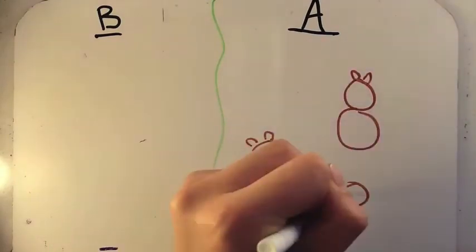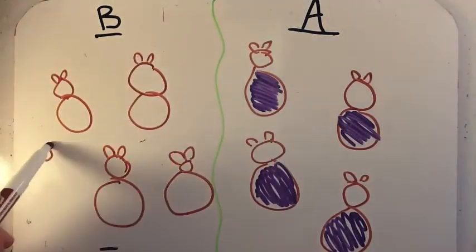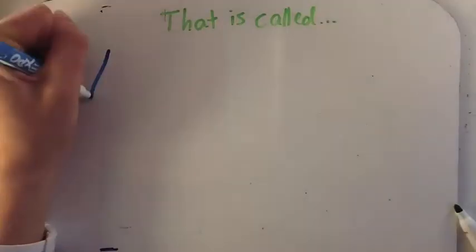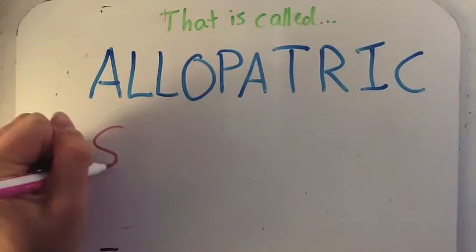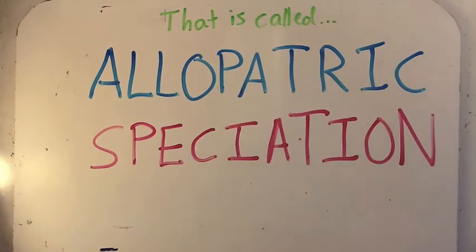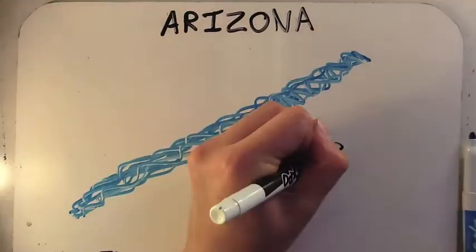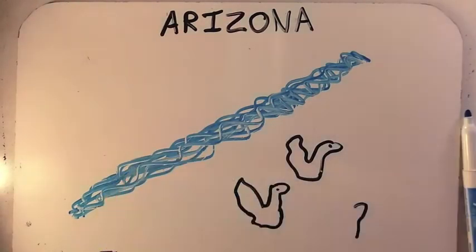And it may even have a different trait that was naturally selected for. Now there are two species where there used to be just one. That is called allopatric speciation. Let's provide an example. In Arizona, before there was the Grand Canyon, there was one large population of squirrels.